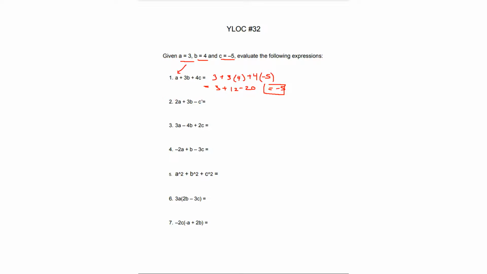For number 2, we could do the same thing, plug in our known values. We know what a, b, and c is, so just plug in 3 for a, and 4 for b, and -5 for c. So this is going to be 6 plus 12 plus 5. 6 plus 12 plus 5 is also 18 plus 5, or 23.